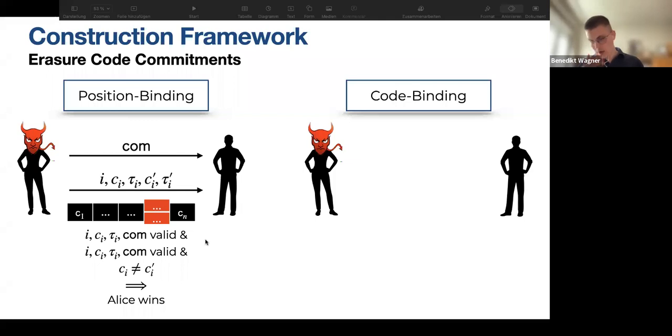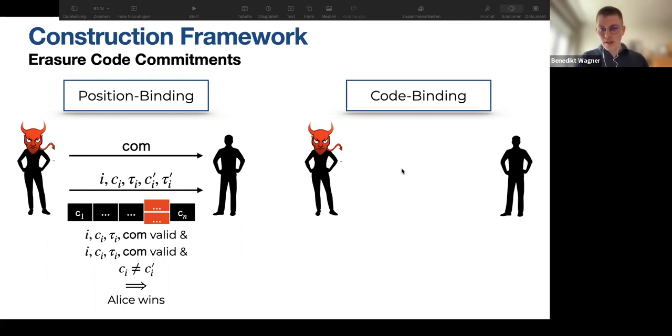So now we have this position binding, right? But what I already said is you can easily satisfy this, right? Just take your data, compute a code word, and compute a Merkle tree for it. So this cannot be the end of the story. Instead, we need a notion that relates to this code. So this is code binding.